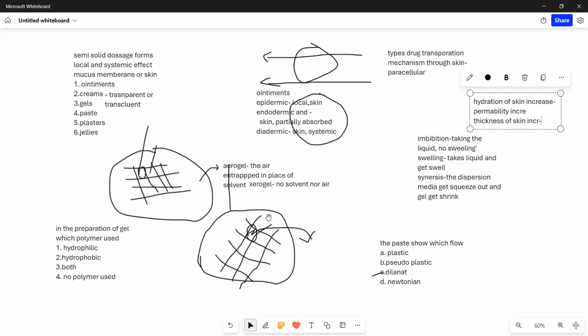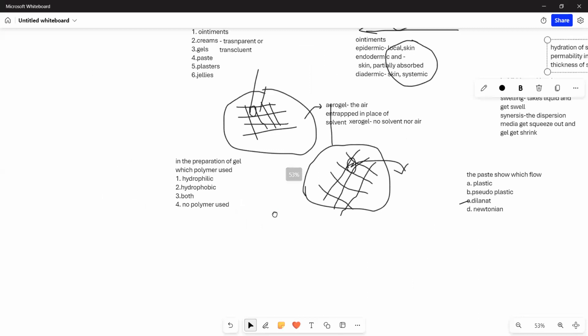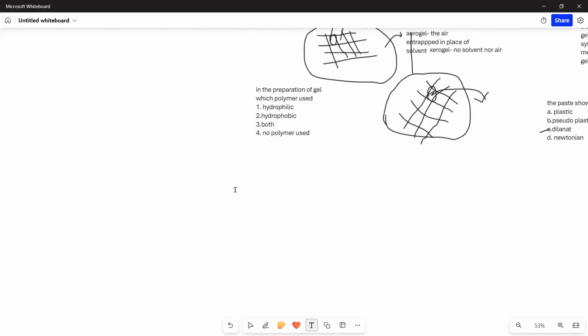So another important discussion to be done in ointments is the ointment bases. Generally, ointments are nothing but a suspension, or we can say a dispersion, in which our drug or API is dispersed or suspended in an ointment base. So come on, guys, tell me what are the different types of ointment bases which are used in the preparation of ointments. Come on, guys.